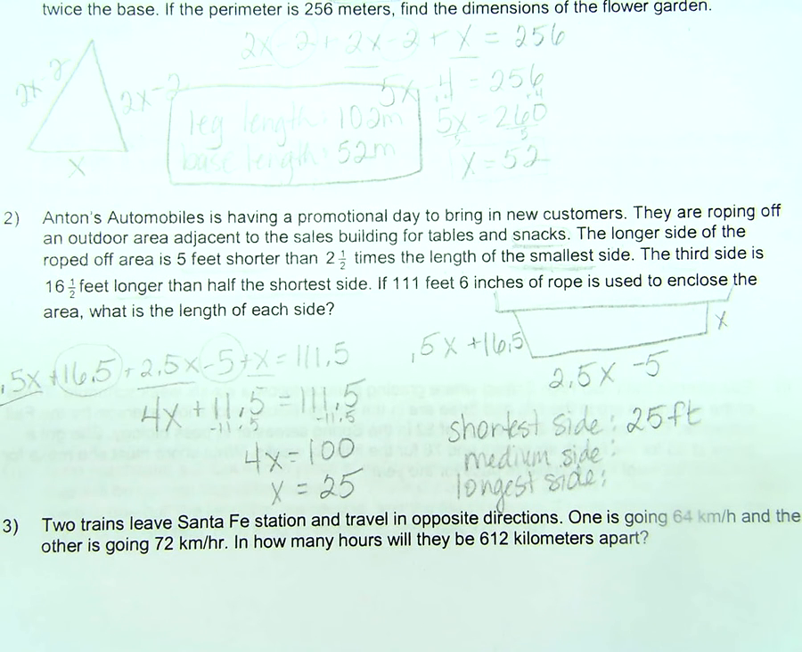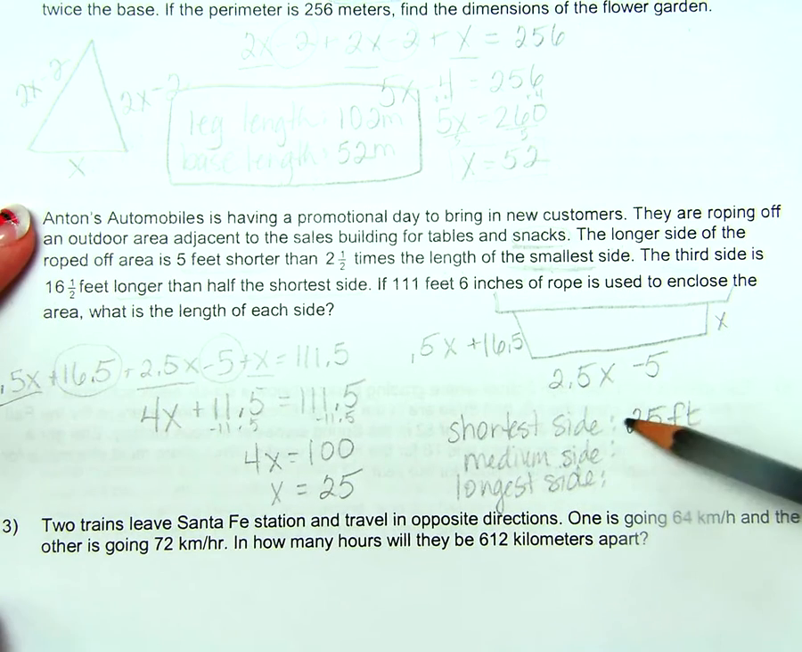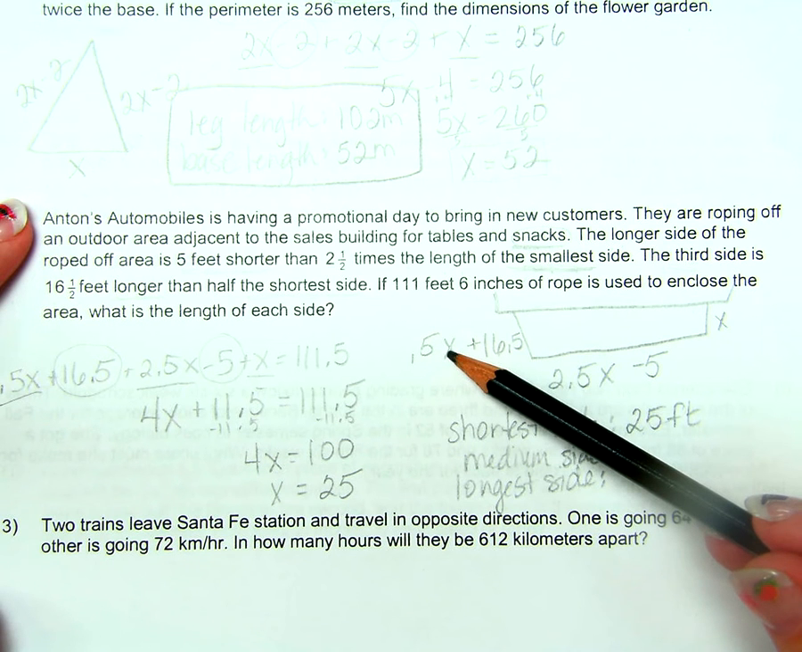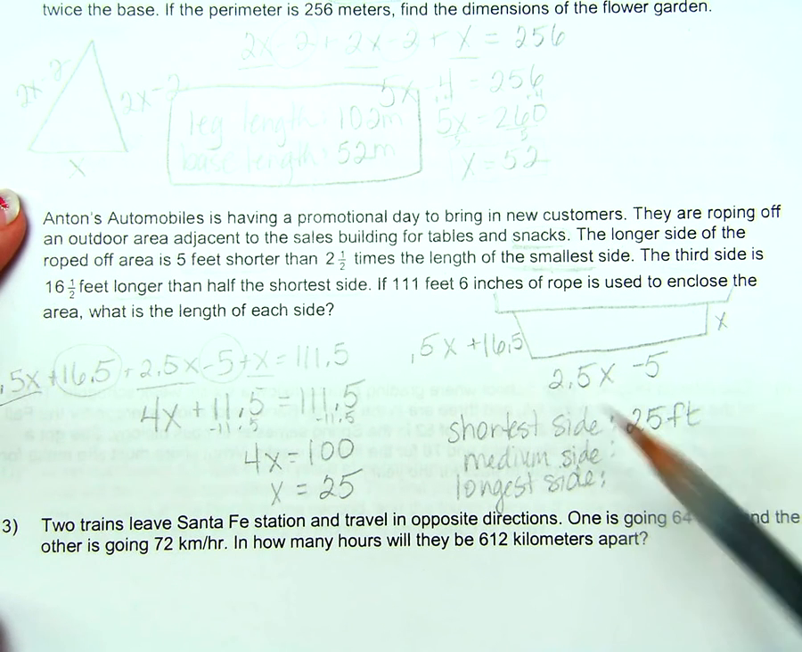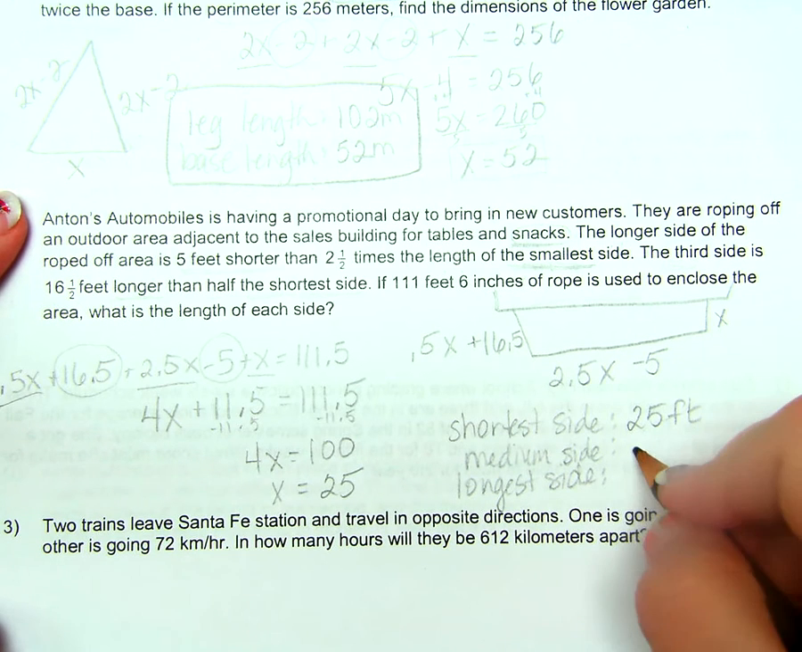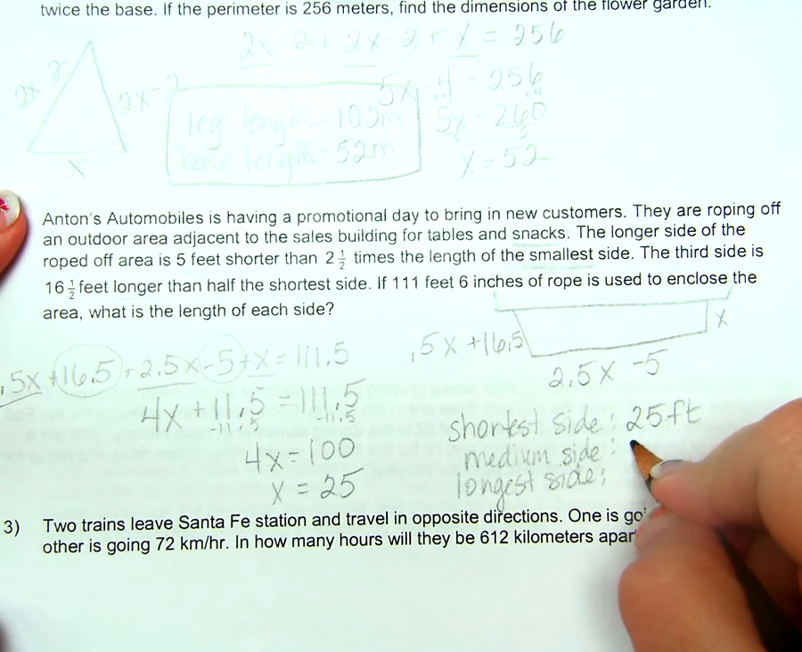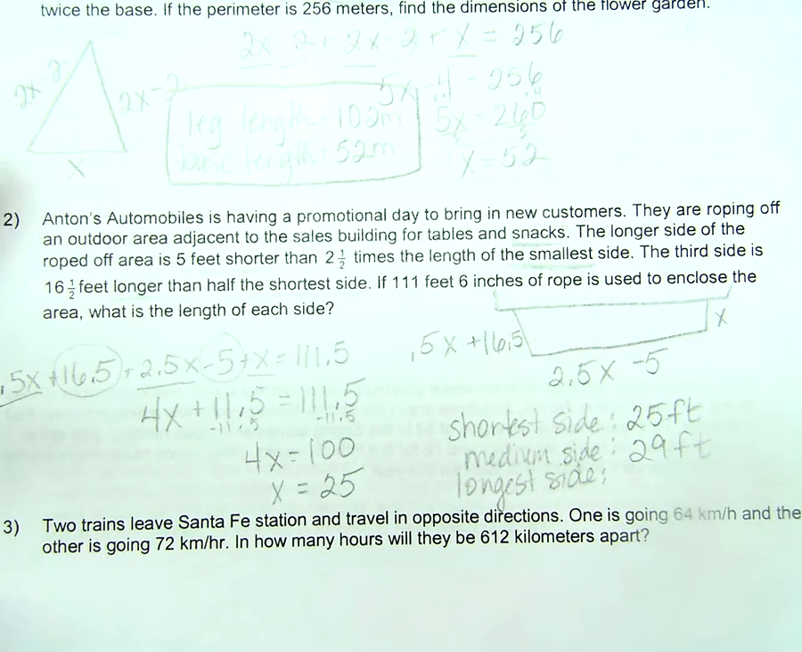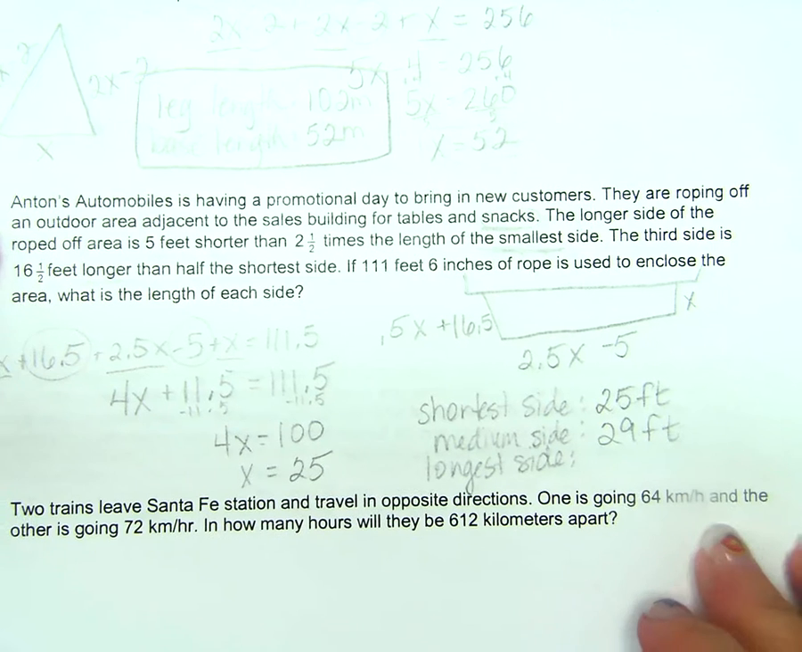You got to times it by what? Man, you're full of math vocabulary today, aren't you? Times it and plug it in. And so if we substitute 25 in here, what's half of 25? 12.5 plus 16.5? Oh, 29 feet. Okay. So how long's the longest side?